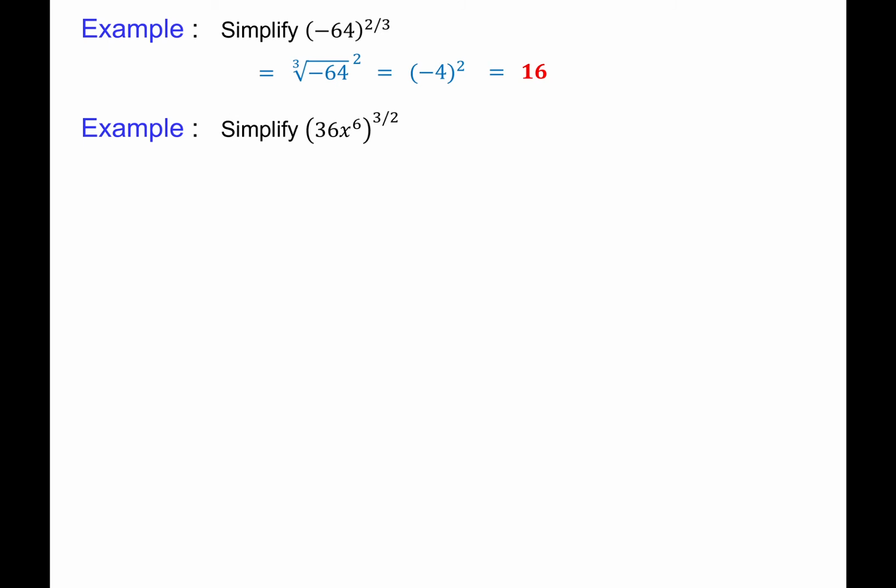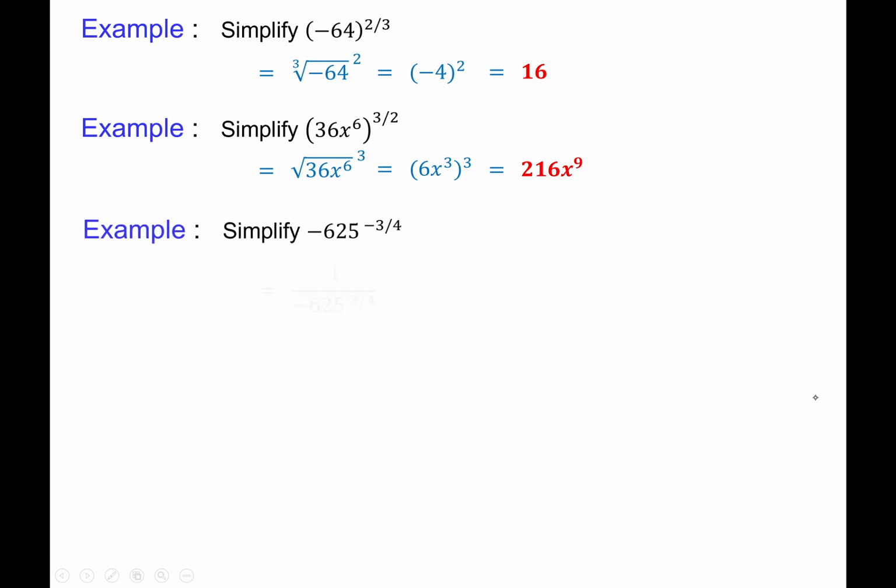Simplify 36x to the 6th, to the 3/2. Okay, so if you wanted to do it, the square root of 36 is going to equal 6. The square root of x to the 6th is x to the third. And then cube those things, and so we have 6 to the third, which I think is 216, and x to the 9th.